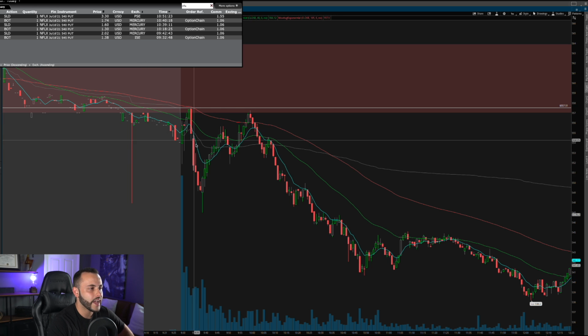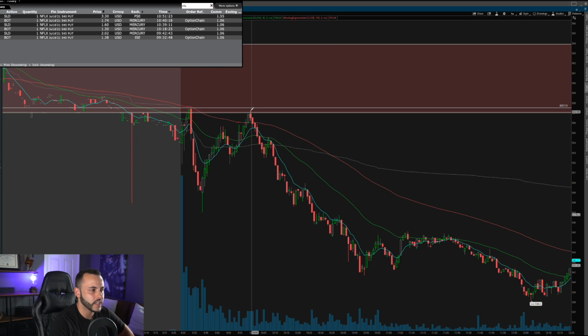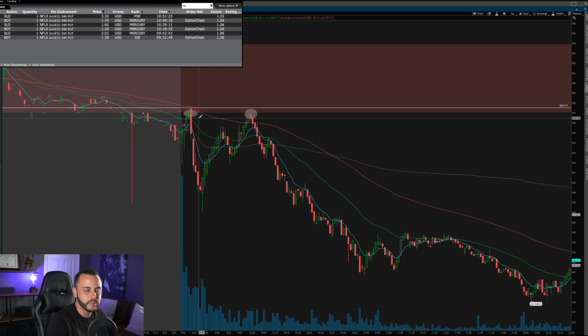Now, looking at Netflix later in the day, you can see we pushed right back into this resistance, and this double top right here was really, really clean. Not only was it a double top, it was a double top right at this resistance level from the daily chart. So big rejection here on Netflix. We moved lower. We broke below the 9 EMA.